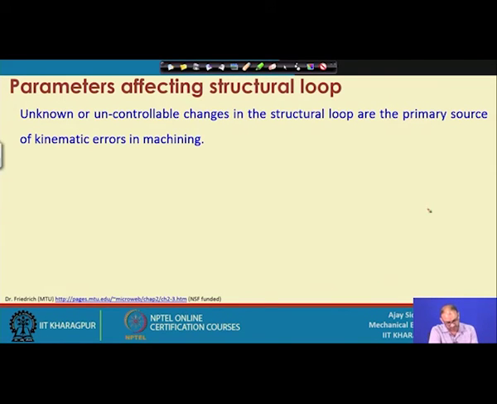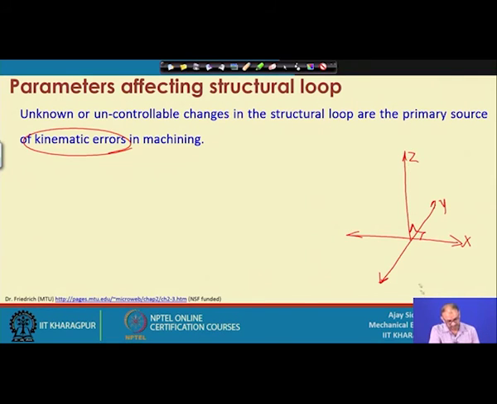Kinematic error means we have 3 axes, x, y and z, and all these axes are perpendicular to each other. This is the y, this is the x and this is the z one. So, kinematic error means if any of these axes are not exactly perpendicular to each other, then it will create a problem in the machining.